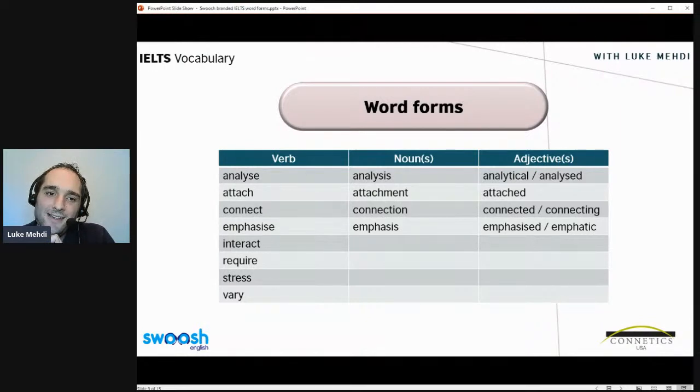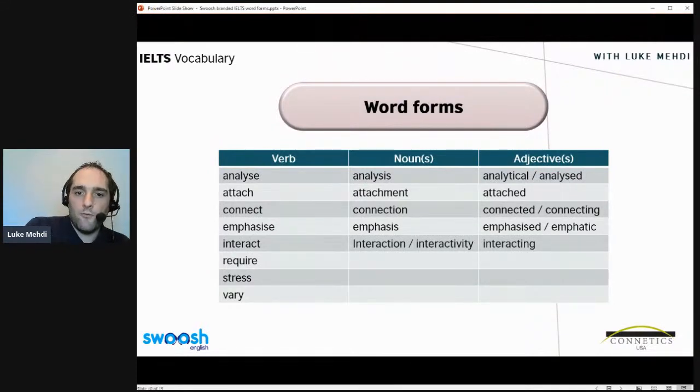Yes. Not massively keen on the idea of interactor as an adjective. Because of the meaning, I suppose you could, but interaction and interactivity are the two noun forms. Interactivity is obviously higher level. Now, the reason I'm not massively keen on interacting as an adjective is that you would describe an interacting object. Yes.